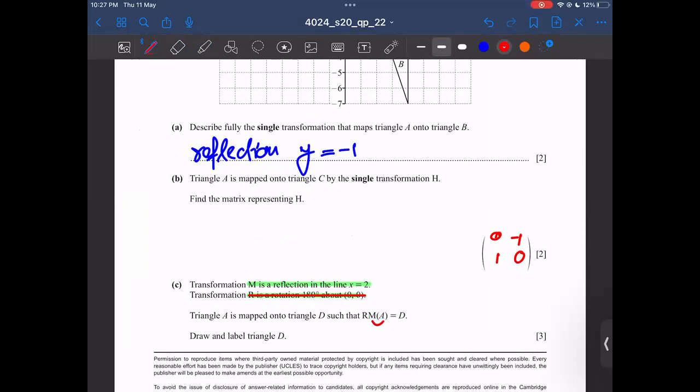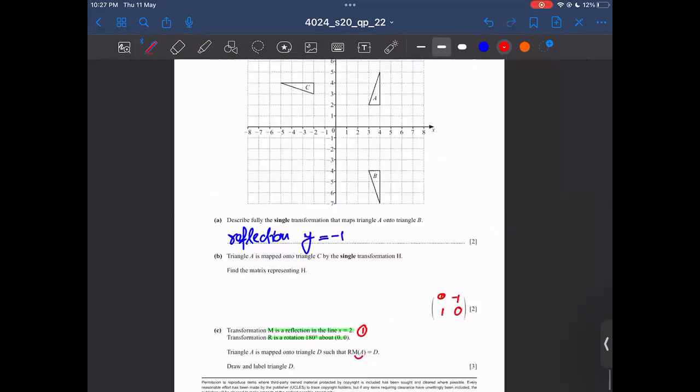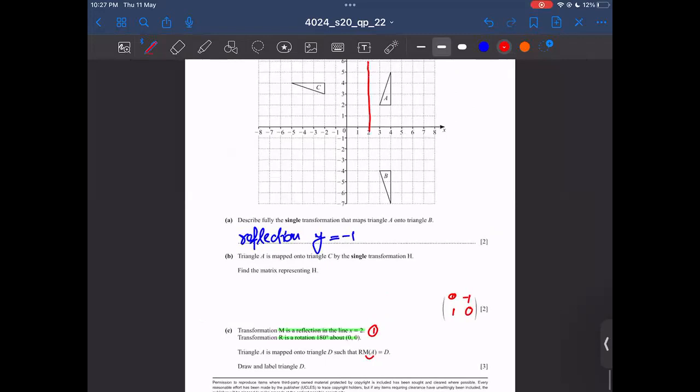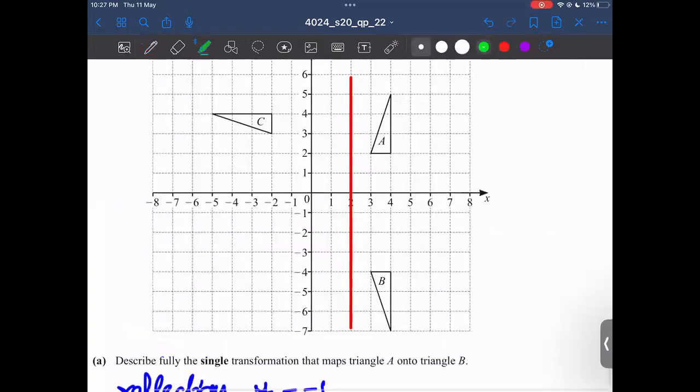We are going to reflect the triangle A first. This is the first thing that we are going to do. So first we are going to draw the line x equals 2. Now we are going to reflect this triangle across x equals 2. This point is going to be reflected over here, at the perpendicular distance on the opposite side. This point is going to be reflected over here, the perpendicular distance on the opposite side. This point is going to be reflected over here, the perpendicular distance on the opposite side.